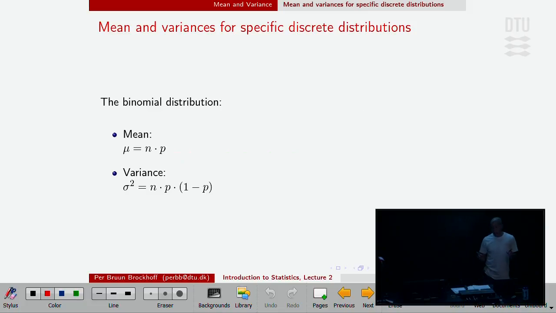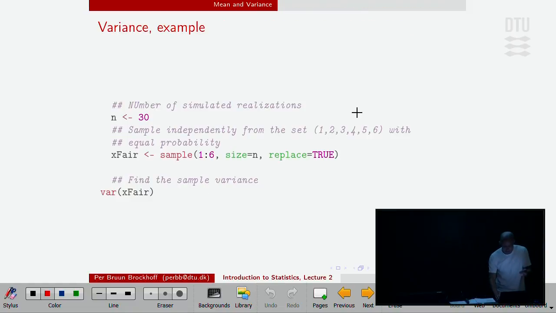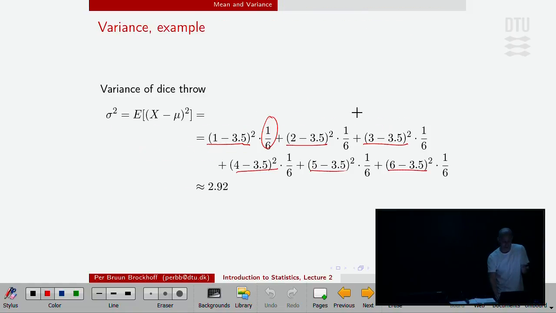Three slides at the end show you that if you take those three distributions that I now presented to you, the binomial, the hypergeometric, and the Poisson, you can deduce analytically what the mean and variance is. So you can take the theoretical probabilities.